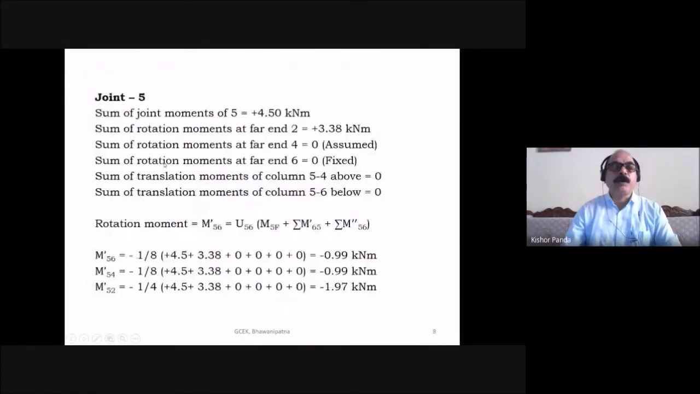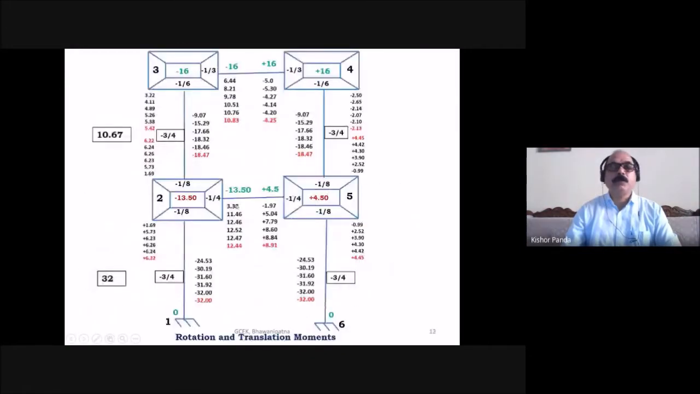Then you go to joint 5. This is joint 5. So first you start here, then you go to joint 5, then joint 4, then joint 3. After getting all the near end rotational moments, you go to story 2 and story 1, and find out the translation moment. First you find out the rotational moments in cyclic manner, then the story moment of the second story, then the first story. So the first cycle is complete.